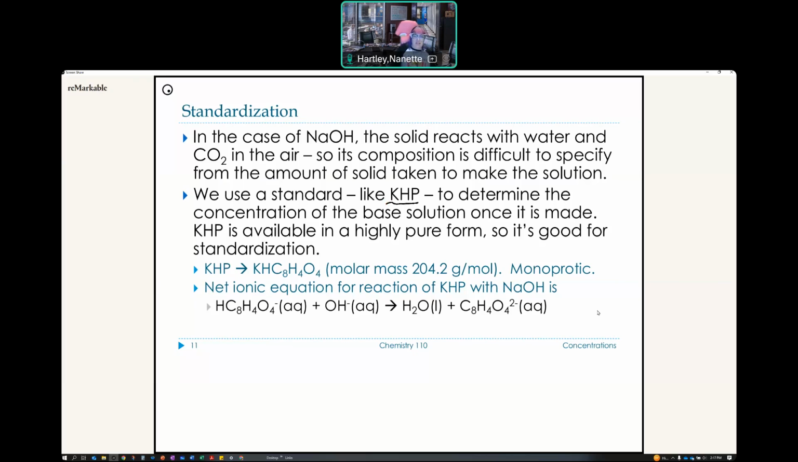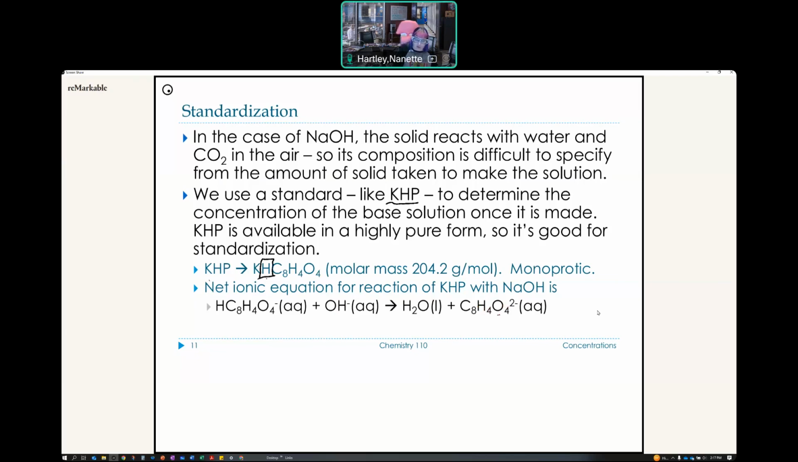So KHP is potassium hydrogen phthalate. That's what that stands for. And potassium hydrogen phthalate is a very well-known composition. So KHP actually looks like this. It's KHC8H4O4. It has a molar mass of 204.2 grams per mole. It is monoprotic, so there's one proton, this one right here, that can be reacted with NaOH. So if I'm reacting it against NaOH, there is one proton that can do that reaction. And then we get left with all of this other stuff.